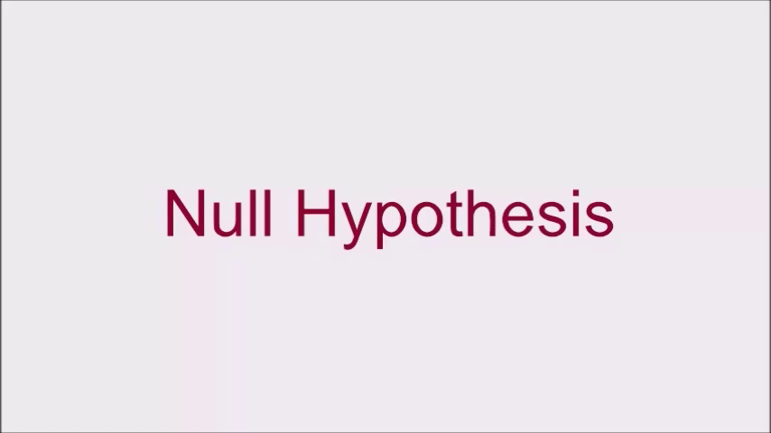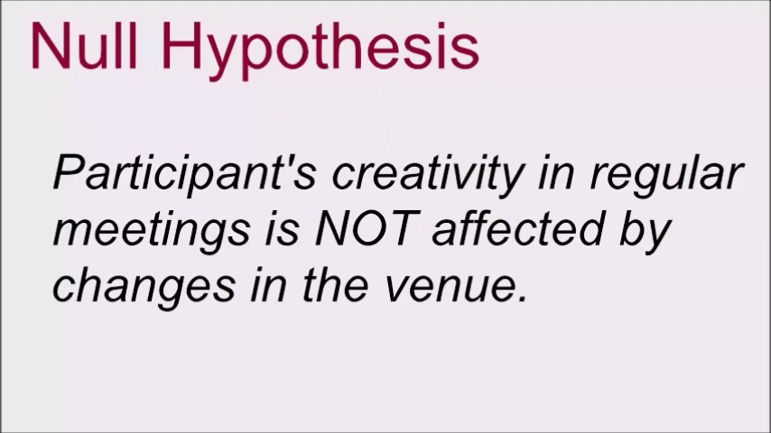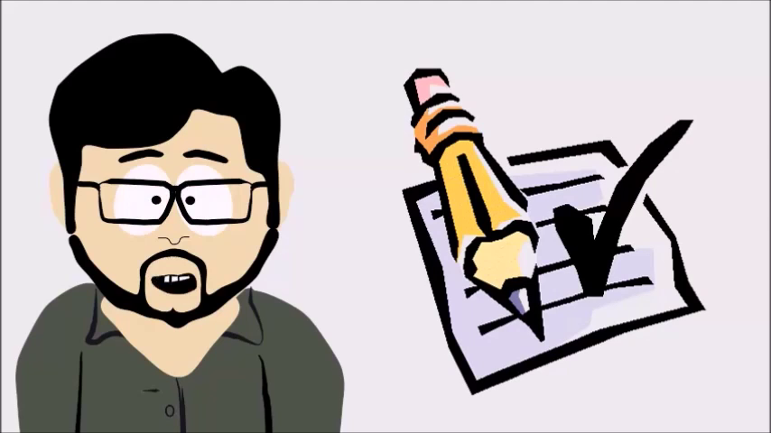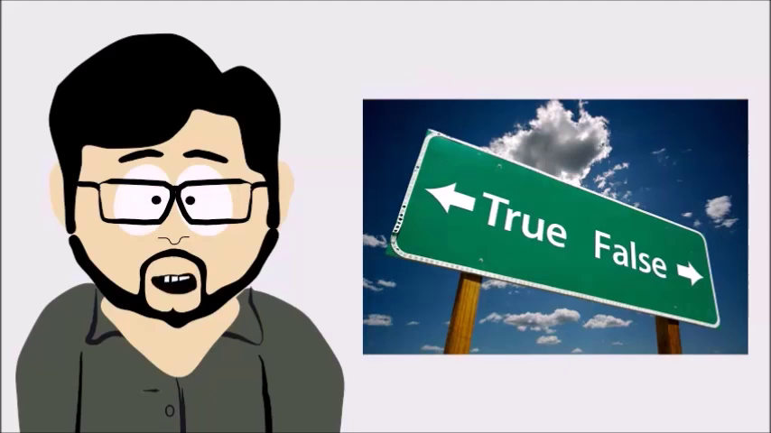An alternative way to express this is with a null hypothesis. The null hypothesis is a statement that there is no relationship between the variables. For example, participants' creativity in regular meetings is not affected by changes in the venue. An important property of a hypothesis is it can be tested. Unless the hypothesis is expressed in a way that results in a true or false statement, it can't be tested.